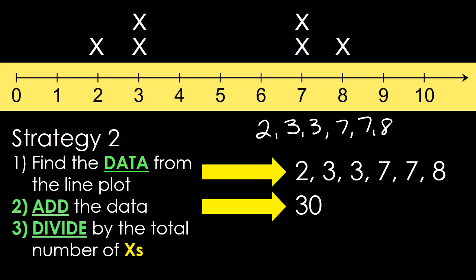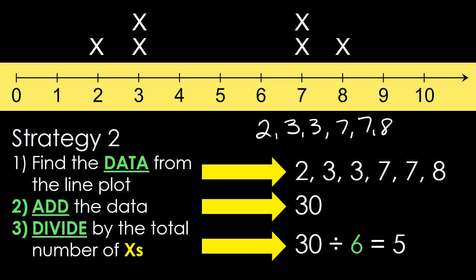And then our third step is that we're going to divide by the total number of x's. So we have 6 x's here. And when we do that, it's going to give us the mean as 5. And so you have two different strategies here. So the first strategy was to move the x's toward the center of each other. And the second strategy is that you're going to find the mean by collecting the data from the line plot.